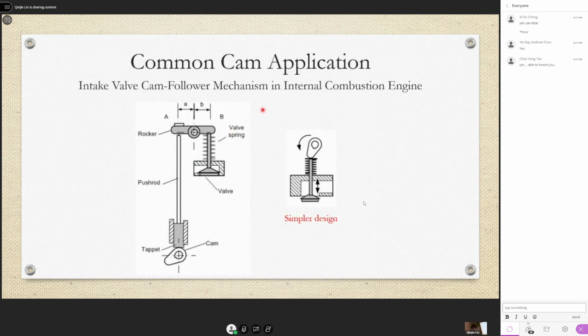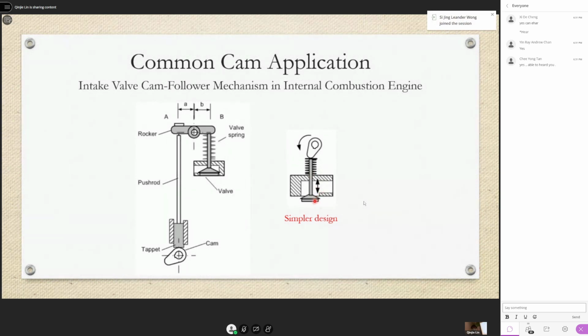This cam application is found in our internal combustion engine. In a typical engine, you need to take in fuel and air into the cylinder before you compress and then you spark it. Or in a diesel engine, it will ignite on its own. But the engineering to let the system know when to take in the air and the fuel, something must open and close at a certain timing for the air and the fuel to go in. That part is usually settled by a cam, the camshaft.